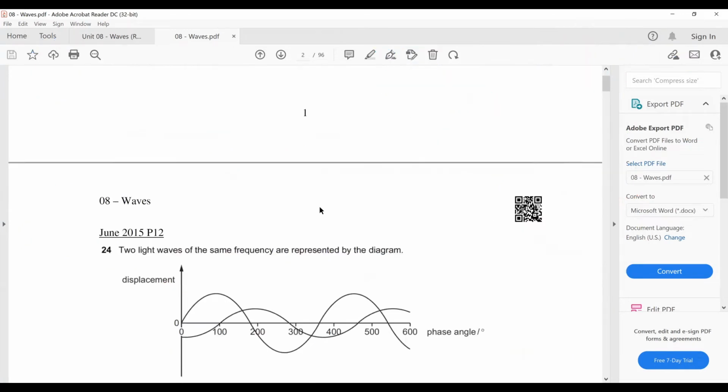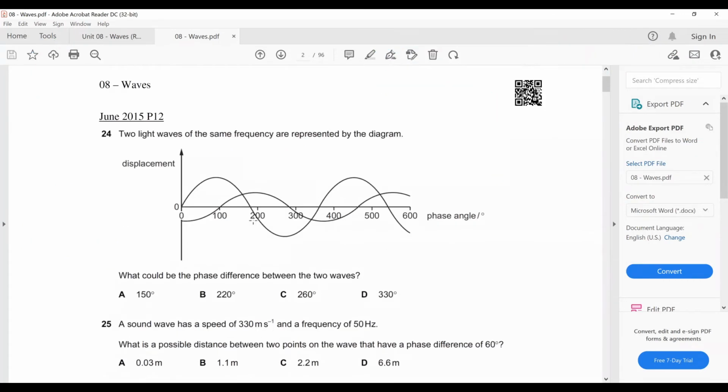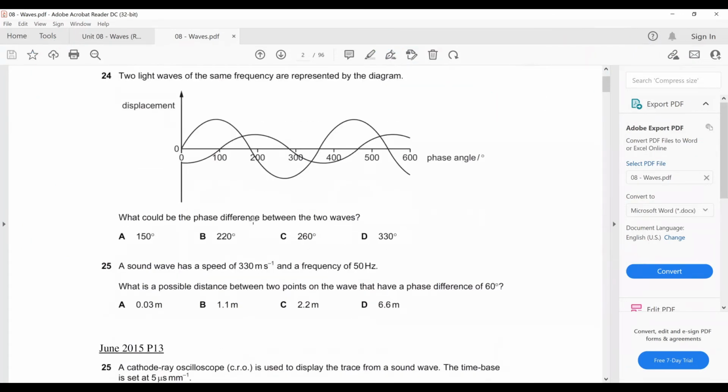All right. Okay, now if you look at the next page, page 2: two light waves of the same frequency are represented by the diagram. What could be the phase difference between the two waves? All right. So here, it's actually the same diagram as before.